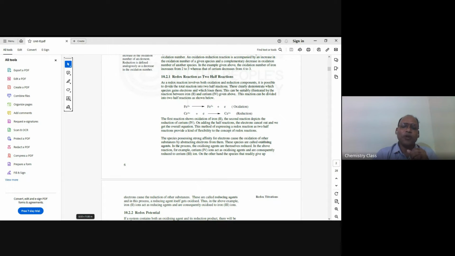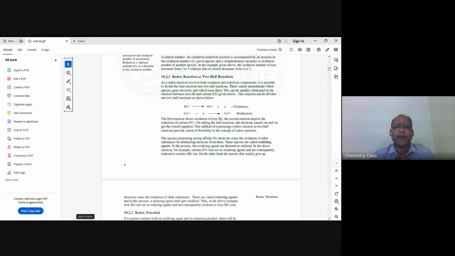So a redox reaction has two halves, the oxidation half and the reduction half. One is written here: Fe2+ gives Fe3+ plus 1 electron. That is the oxidation half. I told you that is loss of electron, meaning an increase in oxidation state.